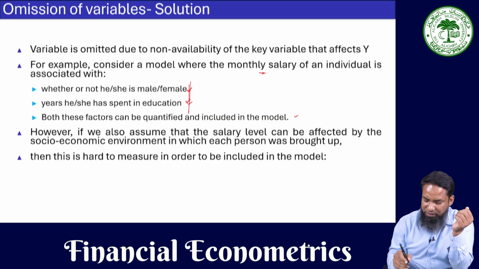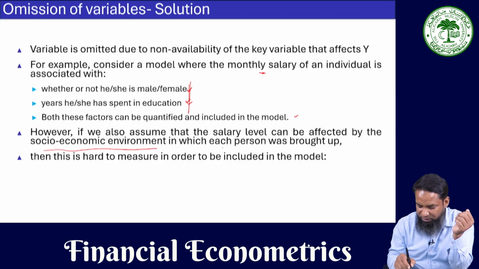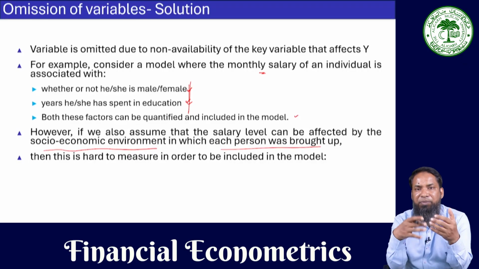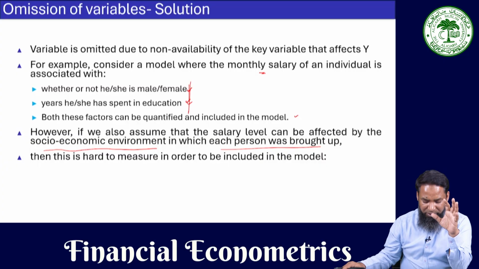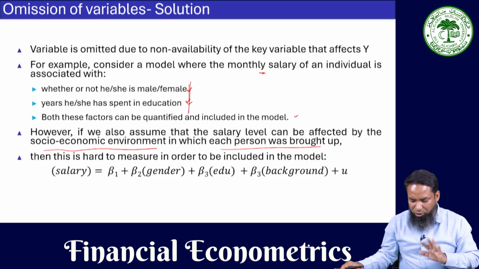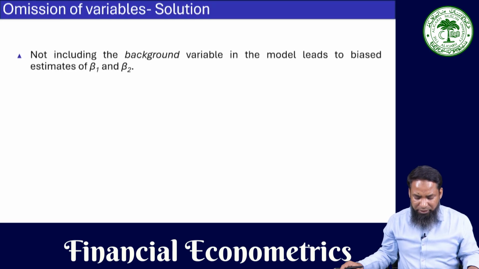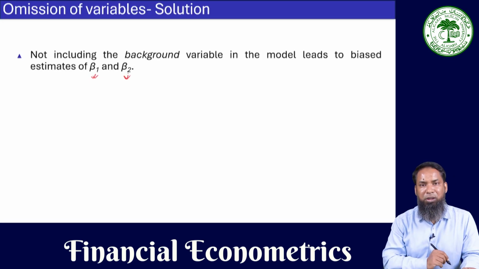However, if you also assume that the salary level can be affected by the socio-economic environment in which each person is brought up, how will we capture the socio-economic variable? It is hard to have a quantified measure. So, in that case, we have to drop that particular variable. Not including the background variable in the model leads to biased estimates of beta 1 and beta 2. That means it is not showing a true picture.